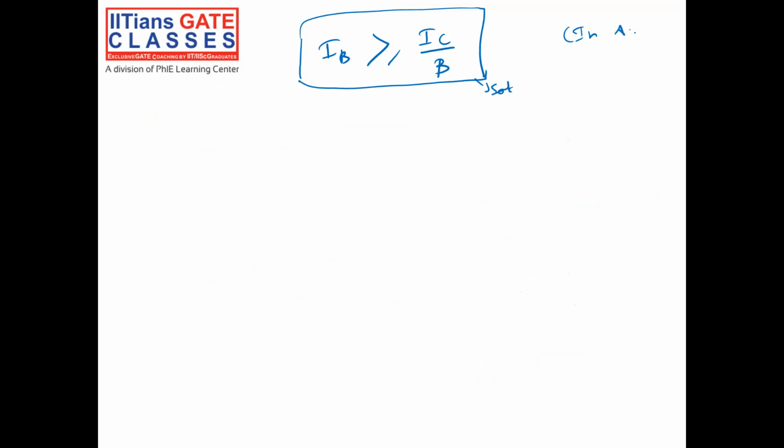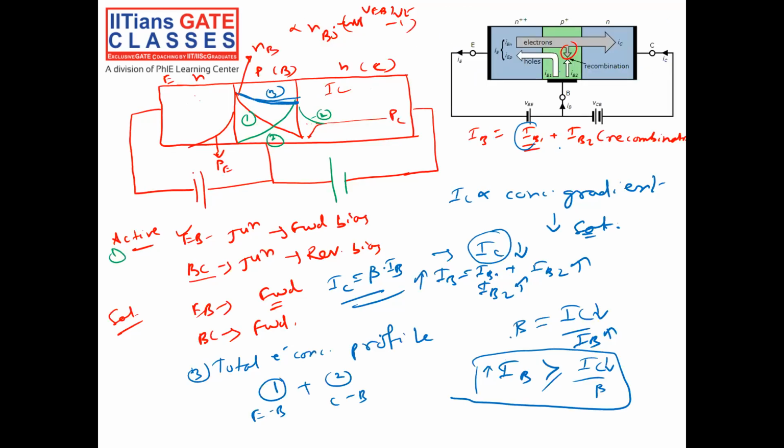In active, IB is equal to IC by beta exactly. Okay, so with this information, let us solve the circuit.